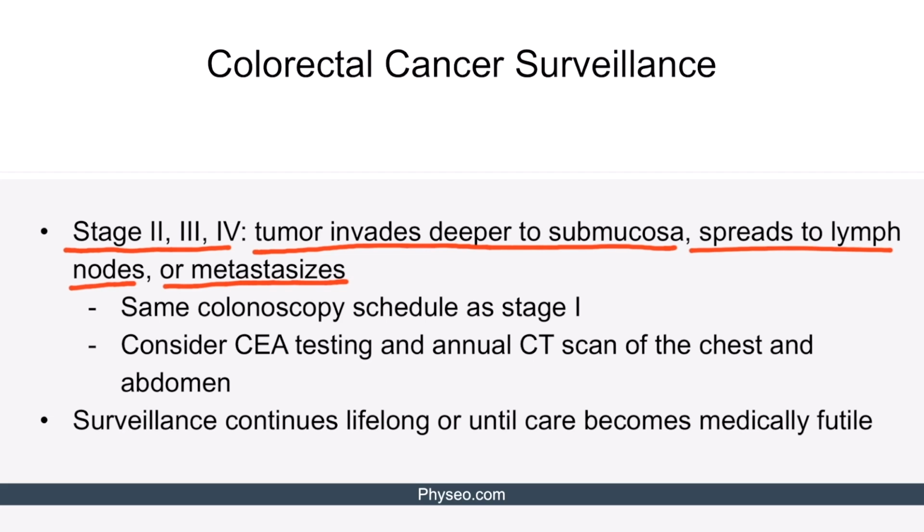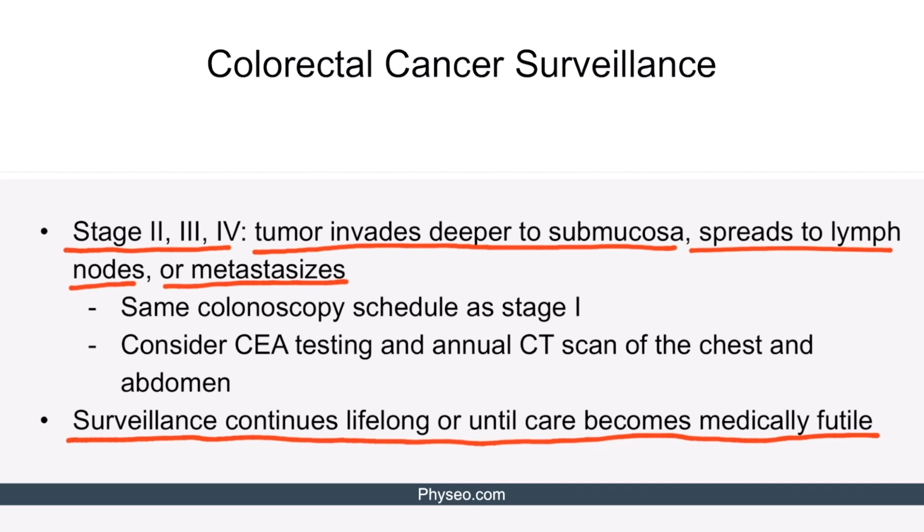However, in these types of patients, there's a slight difference. Clinicians can consider CEA testing and annual CT scans of the chest and abdomen to help supplement that surveillance colonoscopy. And that makes sense because you're pretty worried about travel to lymph nodes and metastasis, so you're going to want to image areas other than just the colon. And the other thing you need to remember about stage 2, 3, and 4 that does not pertain to stage 1 is that surveillance continues lifelong for these patients. It doesn't just stop, you actually continue it. And the only time you actually stop surveillance in stages 2 through 4 is if it's pointless, like medically futile.